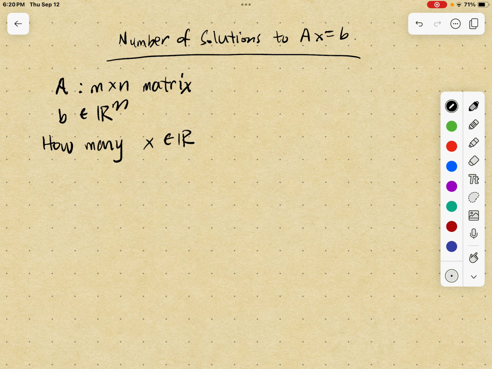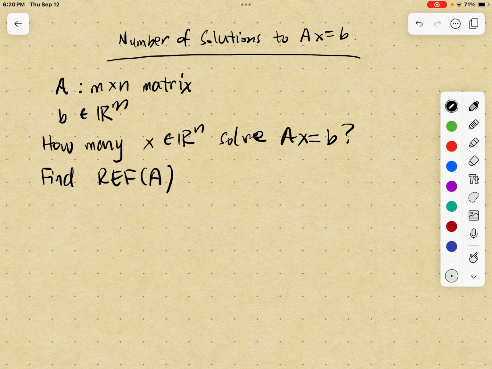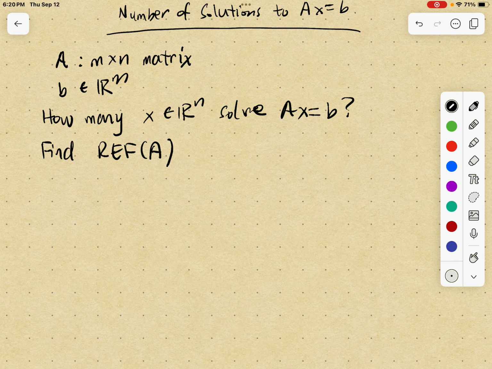and the question is how many x in Rn solve Ax equals b? That's the question. And this is a nice summary of the reduced row echelon form. So once you find a row echelon form of A, and again, this is not unique, there are multiple row echelon forms. You can find a reduced row echelon form, but it doesn't have to be the reduced row echelon form. It just needs to be an echelon form.